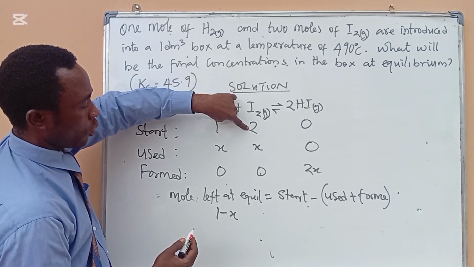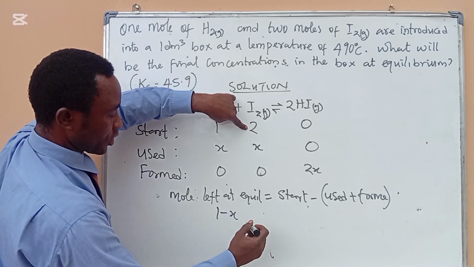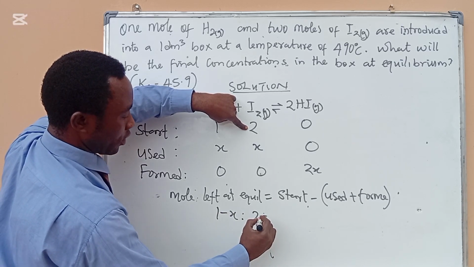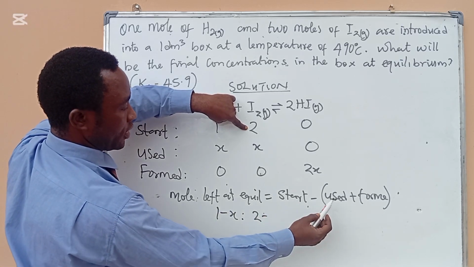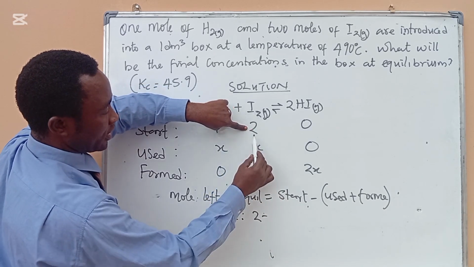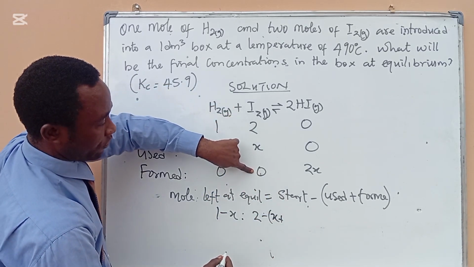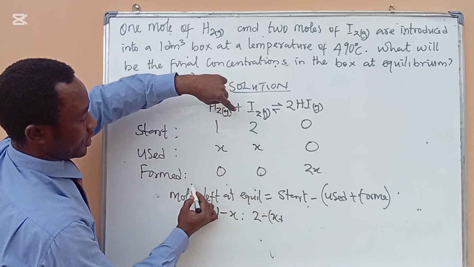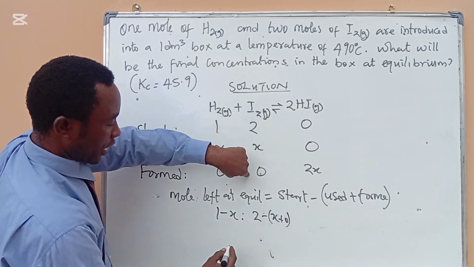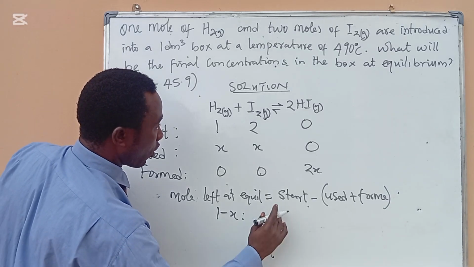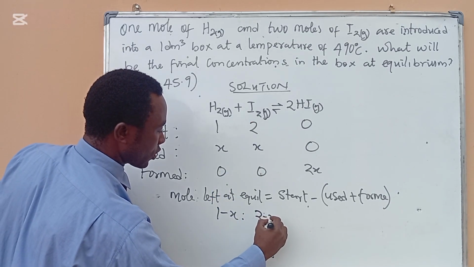It is also the start, which is 2, minus the used. The used for iodine is X, plus the formed. The formed for iodine is 0. So you can see that it is 2 minus X. So for iodine, we have 2 minus X.